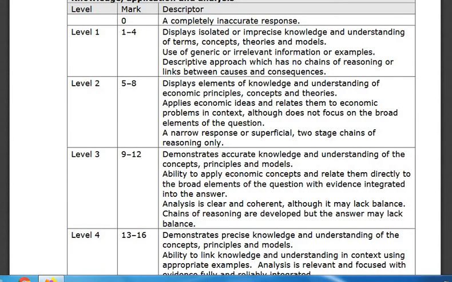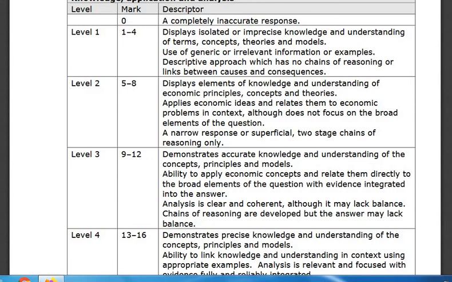Level 3 demonstrates accurate knowledge and understanding of the concepts, principles and models, ability to apply economic concepts and relate them directly to the broad elements of the question, with evidence integrated into the answer. So you know your stuff and you're applying it. Analysis is clear and coherent. So what that basically means is that you can write. You not only know your stuff, but you can also write well too. So it's clear what you're trying to argue.